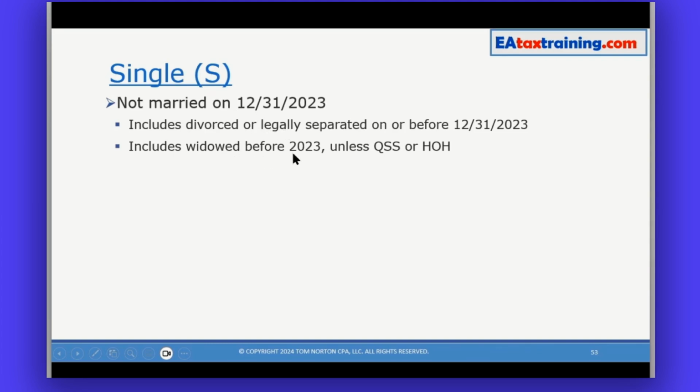This also includes anyone who was widowed before 2023. If they were widowed during 2023, they're considered married for 2023. But if they were widowed prior to 2023, they are considered not married. So they might be single for their filing status unless they qualify as qualified surviving spouse or head of household. But they are considered unmarried in any case.